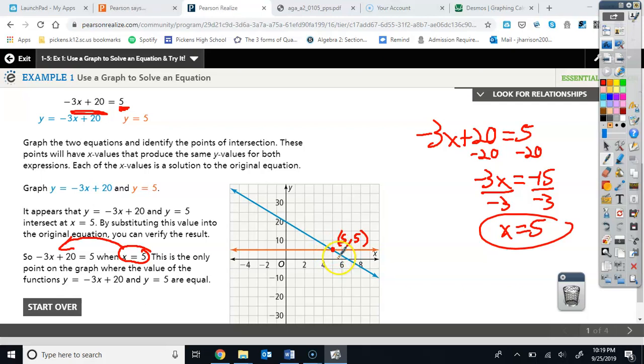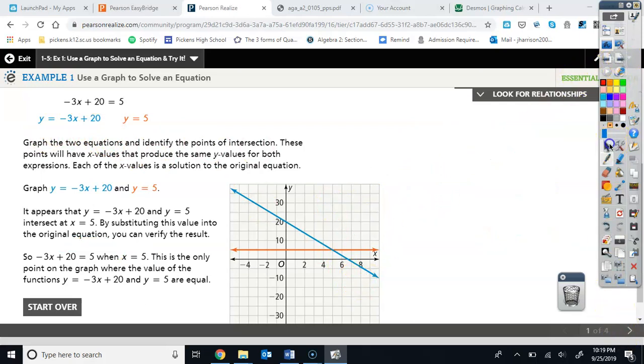Specifically though, like I said, we weren't looking for the y value. We were looking for the x value that would make both sides the same. So, we're going to take a look at some examples of doing that.